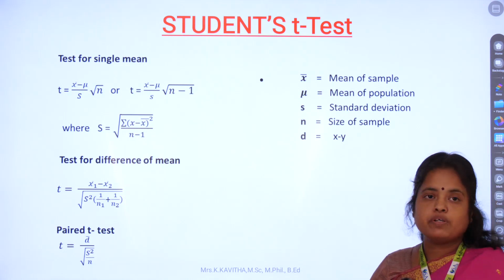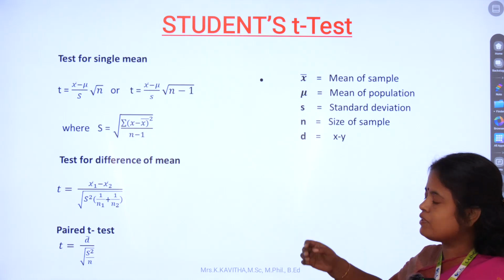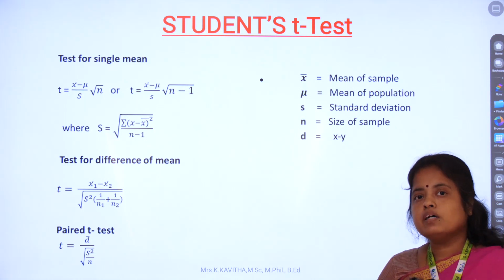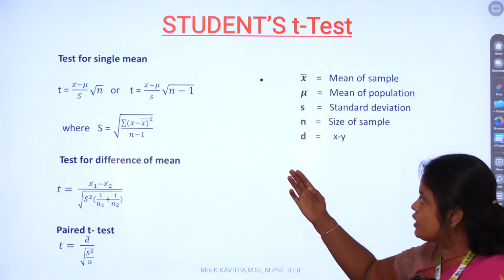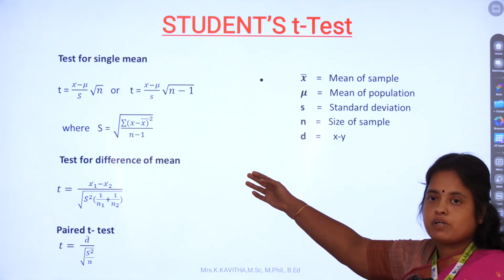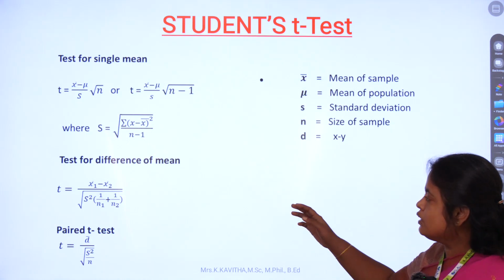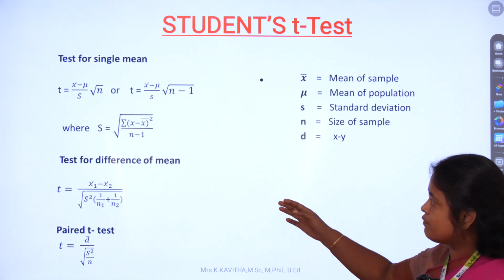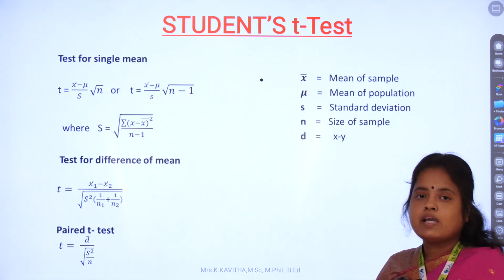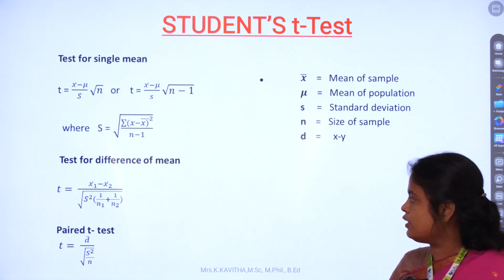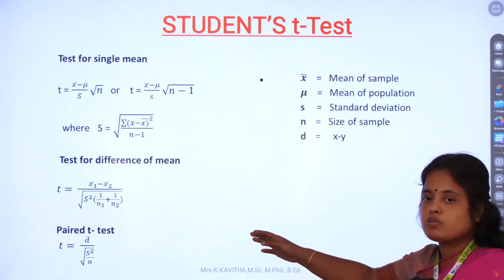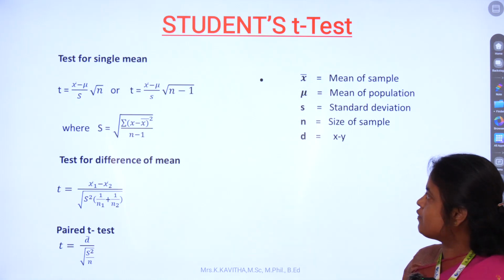These are the formulas we are going to apply for the t-test. Test for single mean: t equals x bar minus mu by S by root n, or t equals x bar minus mu by S by root of n minus 1, where S equals root of summation of x minus x bar the whole square by n minus 1. For testing the difference of means, t equals x1 bar minus x2 bar by root of S square into 1 by n1 plus 1 by n2. For the paired t-test, t equals d bar by root of S square by n.